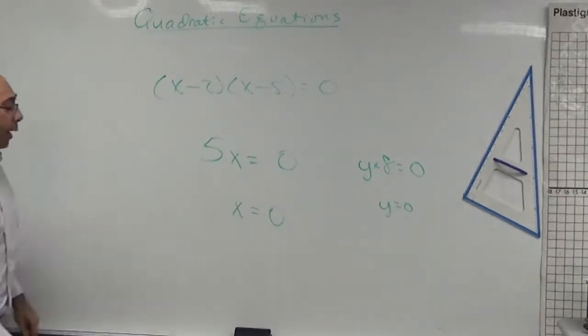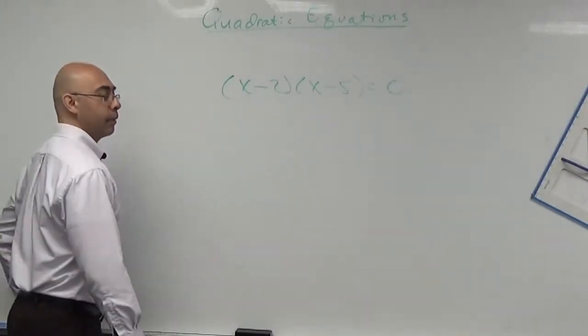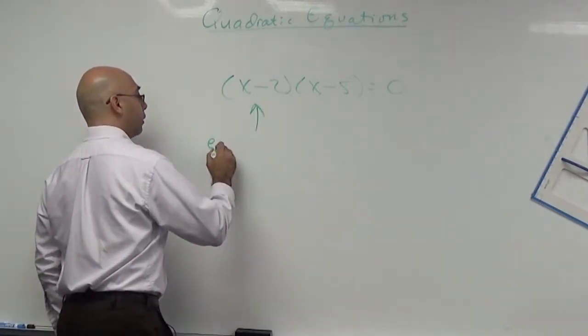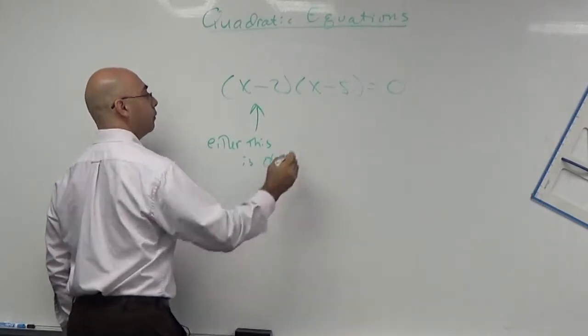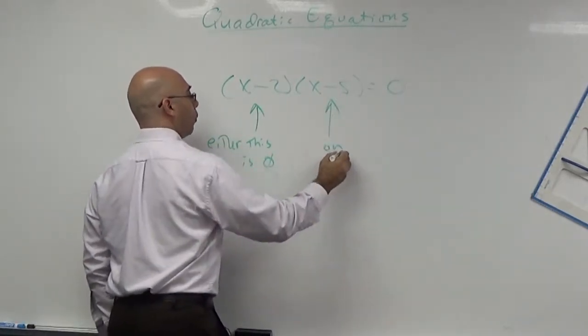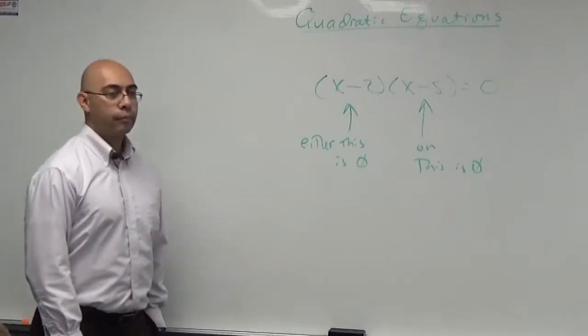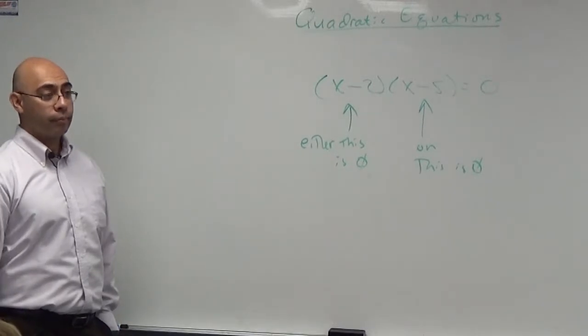Now let's go up to this guy. Something times something equals 0. What does that mean? That means either this is 0 or this is 0. Now we don't know which one's 0. It could be both of them.